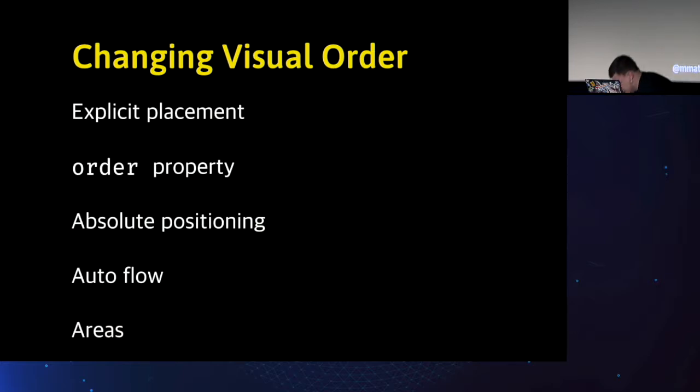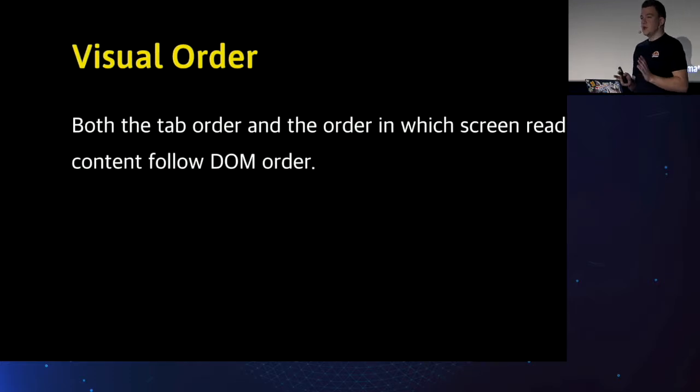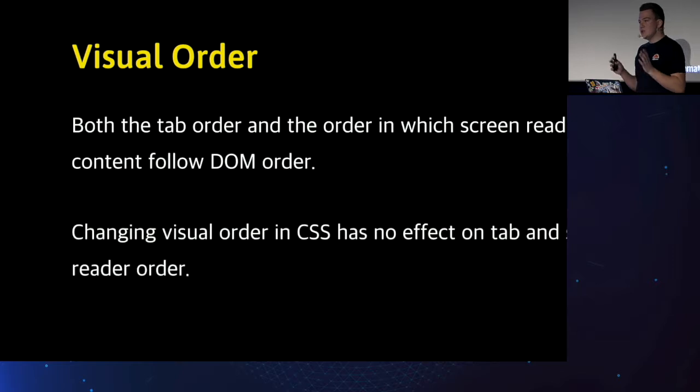And before I go into detail, I want to shortly talk about visual order in general. Both the tab order, so the order in which a keyboard user jumps from one item to another item in a page, follow the tab order and the screen reader order follow DOM order, so they follow the order in HTML. If we change visual order, so if we take CSS and change the order, it has no effect on tab and screen reader order.